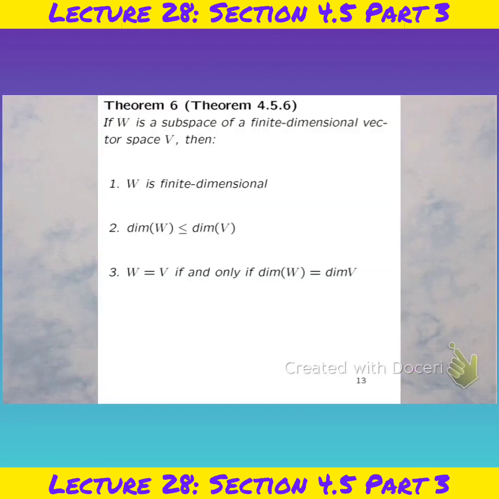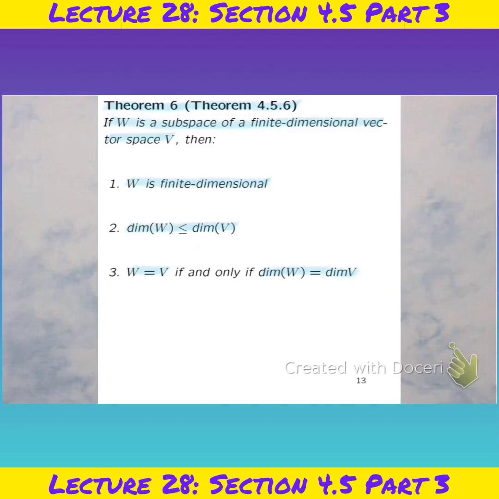That brings us to Theorem 6. This theorem says if W is a subspace of a finite dimensional vector space V, then number 1, W is finite dimensional. Number 2, the dimension of W is less than or equal to the dimension of V, and the only way that the sets V and W can be the same is if their dimensions are the same.